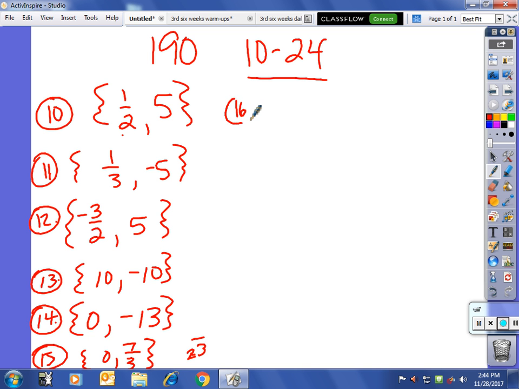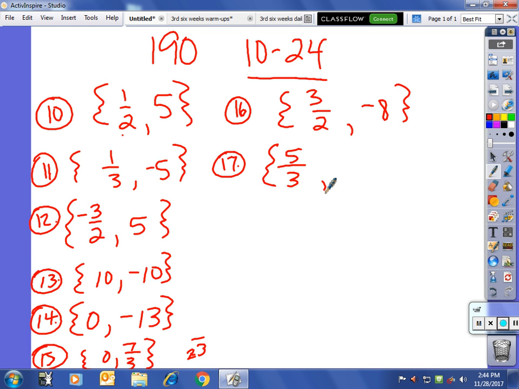Alright, number 16. 16 was 3/2, which again could be 1.5. The other root was -8. 17. 5/3. The other one was -7. Again, 5/3 could be 1 2/3 or 1.6 repeating. Number 18 is 1/5 and -7 were my 2 roots. If you're just a decimal lover, 1/5 is 0.2.